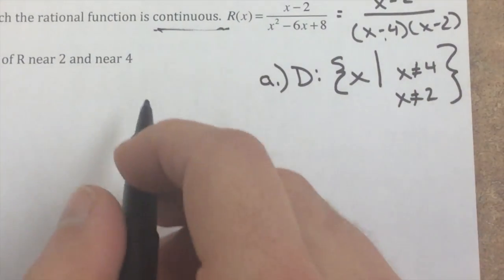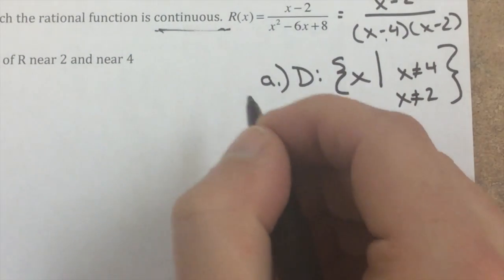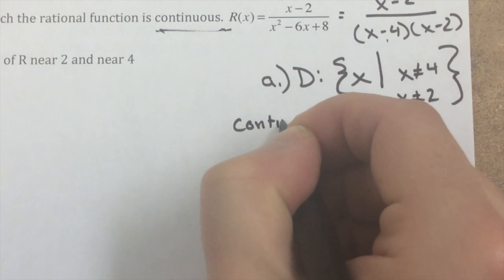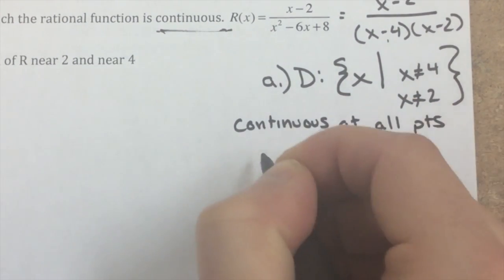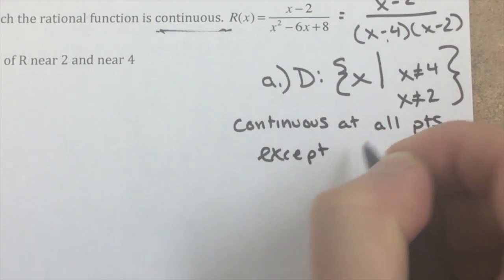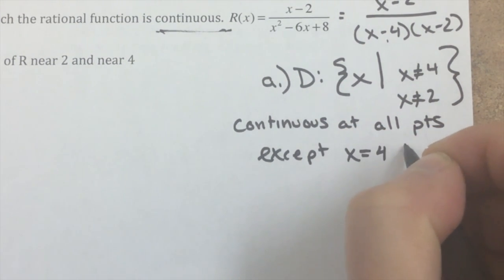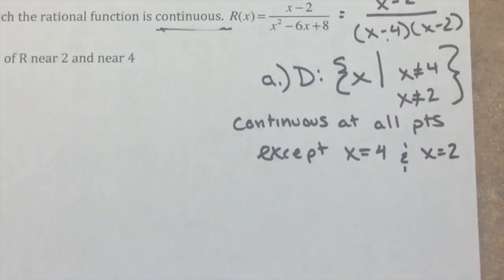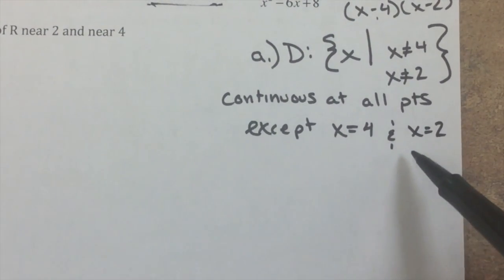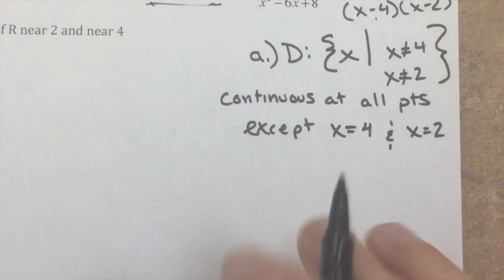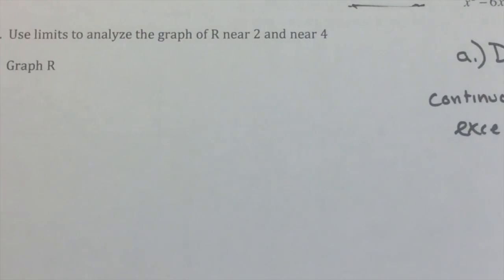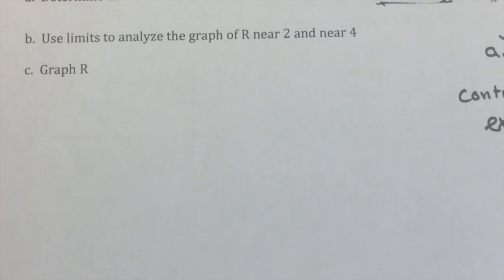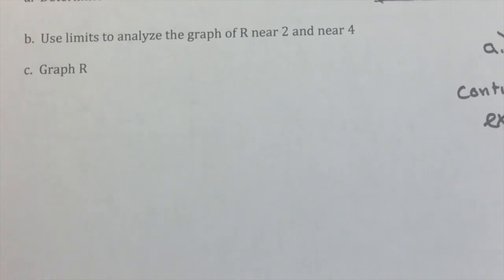So where is this continuous? It's continuous at all points except x equals 4 and x equals 2. So that's where we are continuous. That means this is a discontinuous function, so we're going to have to figure out where those discontinuities are. That brings us to B. Use limits to analyze the graph near 2 and near 4.